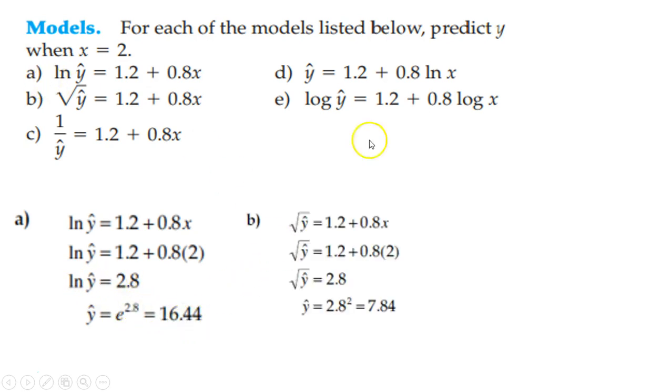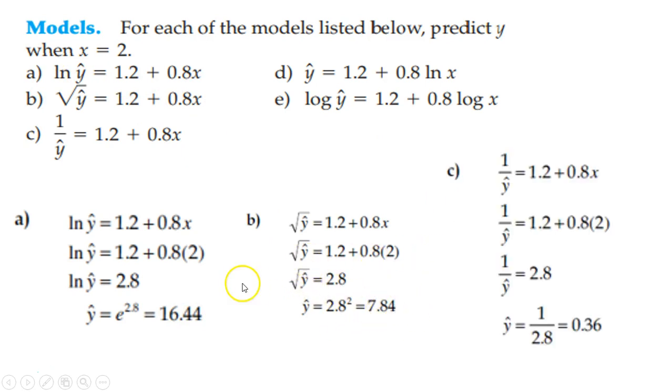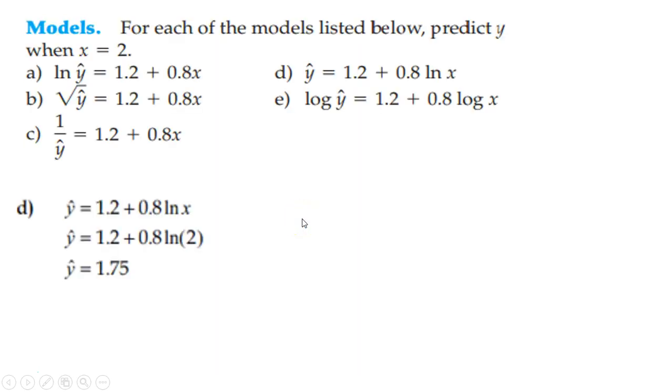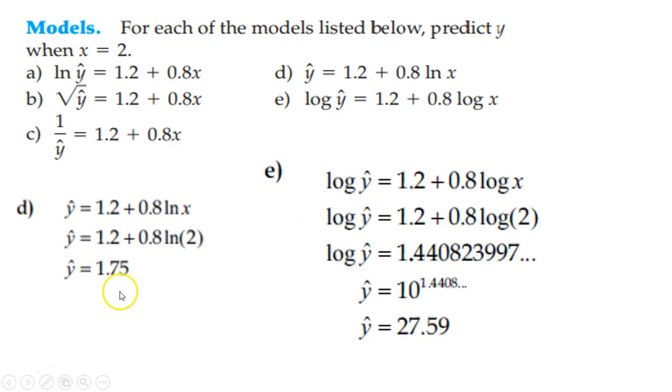For this one, if I plug in 2, to get rid of the square root you'd square both sides, which is why it's 7.84. Part C, plug in 2, I get all this, but I could multiply by y and then divide by 2.8, which is why it's 1 over 2.8, roughly 0.36. With this one, if I plug in 2, you can just plug that straight into the calculator. And with this one, if I plug in 2, I end up getting this. But remember, when there's no number listed for the log base, that number is 10. So you take each side to the 10 and bump everything up as a power to get that answer.